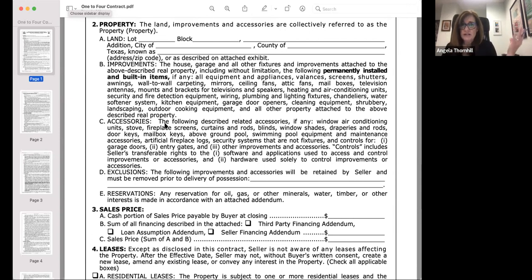Let's say there's a great chandelier in the dining room and they want to take it. You'd write dining room chandelier. You would be surprised at how many times this becomes an issue. We just had an agent in a lawsuit about his client.